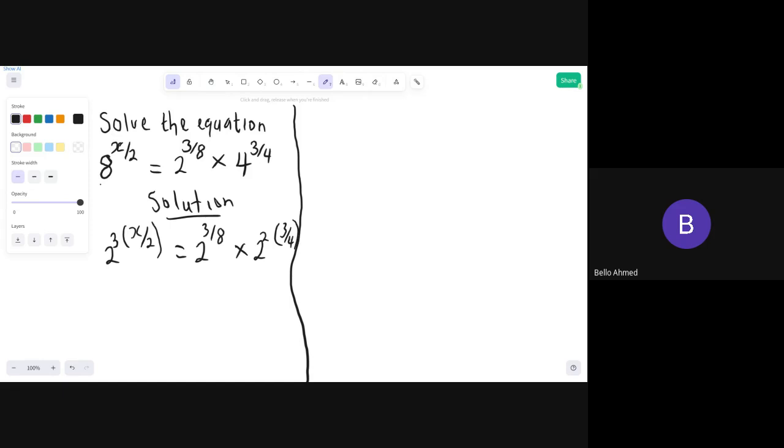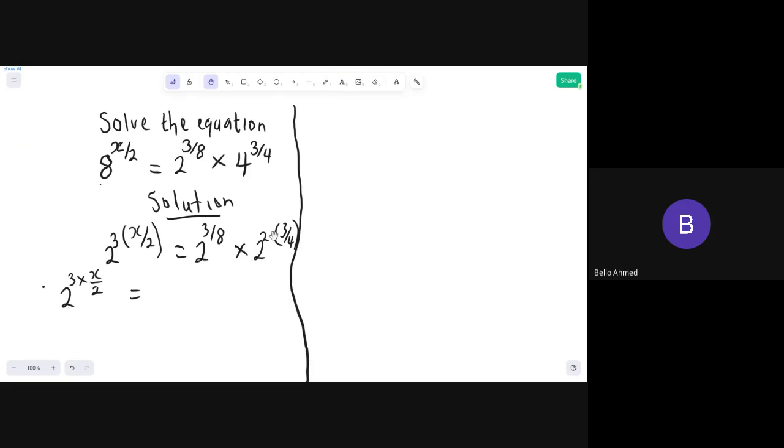Close bracket. Now, the next thing is that I'm going to open the bracket, so I can say 2 raised to the power of 3. Now, the bracket I'm going to turn into times now. That's x over 2 is equal to, now this right hand side, remember that we have to make the bases equal. Now, if you check the left hand side here, the base is 2. Fine. The right hand side also, the base is 2.